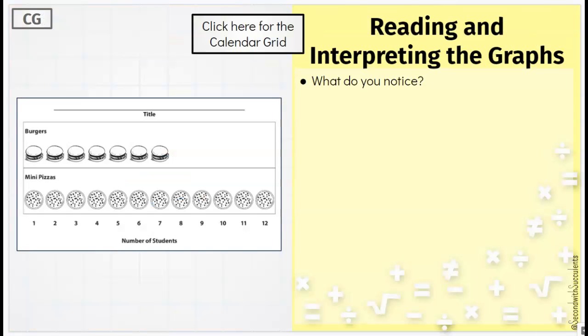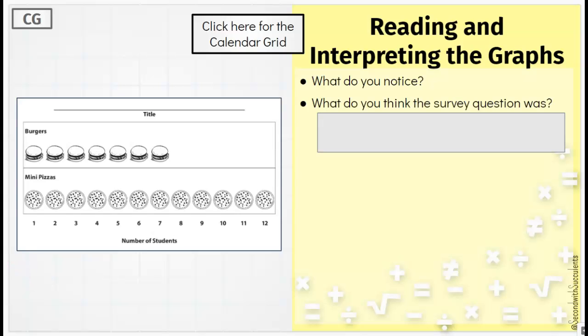Now let's have a look at our graph. Here is our graph for today. Take a moment to look at it and think about what you notice. Now you may have noticed a few different things. You may have noticed at the top it says title, and on the bottom it says number of students. You may have noticed over here it says burgers, and in the second row it says mini pizzas. You may also have noticed a lot of numbers down at the bottom from 1 to 12. You may also have noticed we have pictures of burgers and mini pizzas. You may have noticed some other things too.